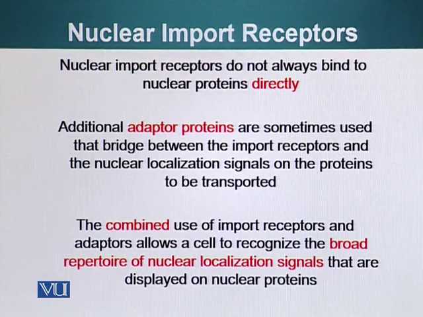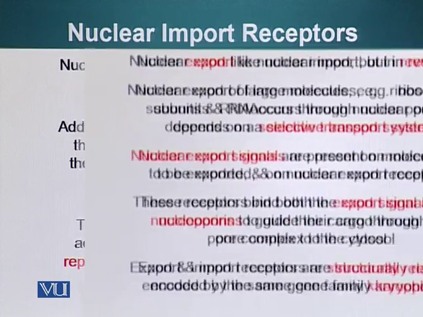Sometimes the nuclear receptors don't bind their cargo directly. They can also use adapters. This gives the cellular machinery more versatility, so they can bind different types of proteins, different types of cargoes, and transport them inside the nucleus. So the use of adapters increases the versatility of the import machinery.